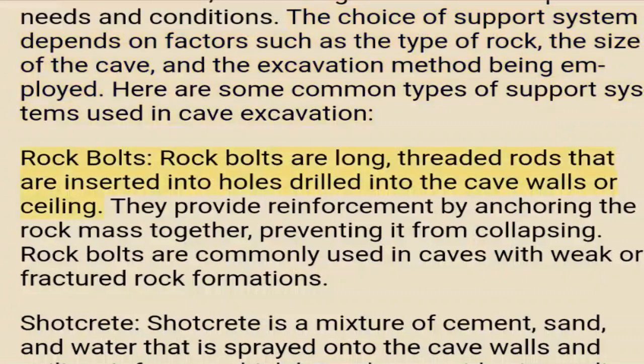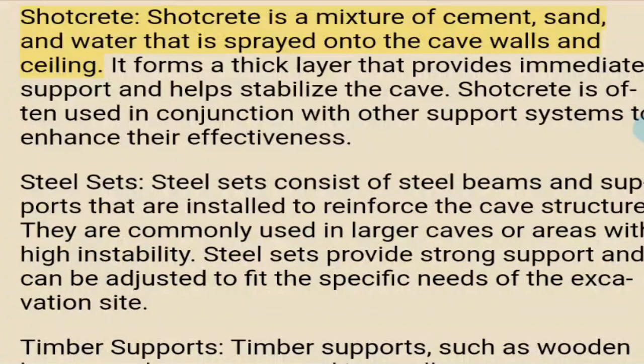Rock bolts. Rock bolts are long, threaded rods that are inserted into holes drilled into the cave walls or ceiling. They provide reinforcement by anchoring the rock mass together, preventing it from collapsing. Rock bolts are commonly used in caves with weak or fractured rock formations. Shotcrete. Shotcrete is a mixture of cement, sand, and water that is sprayed onto the cave walls and ceiling. It forms a thick layer that provides immediate support and helps stabilize the cave. Shotcrete is often used in conjunction with other support systems to enhance their effectiveness.